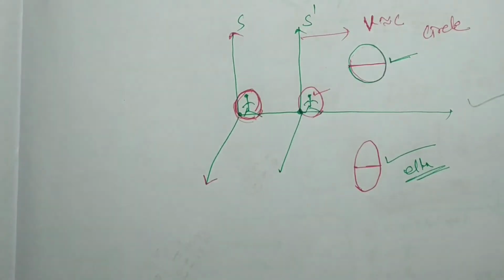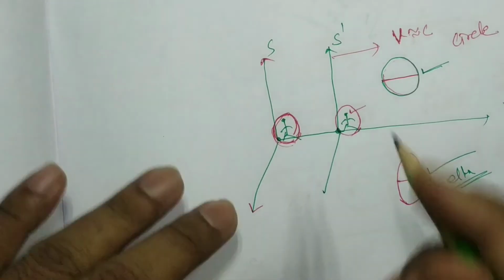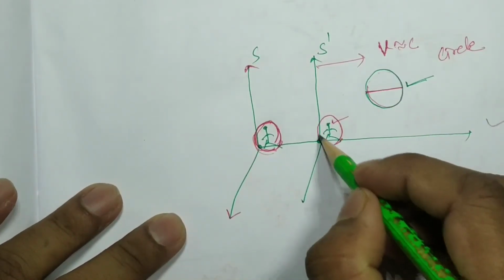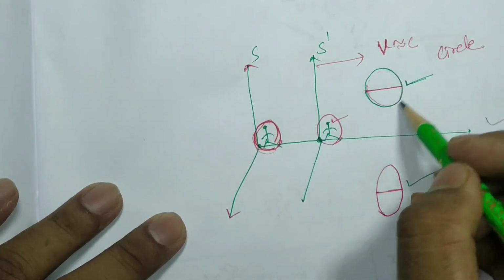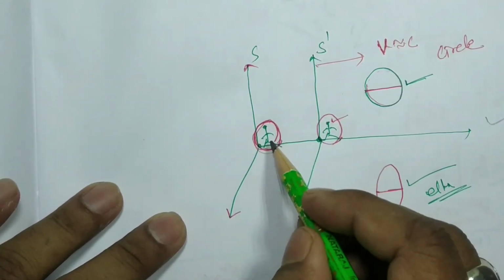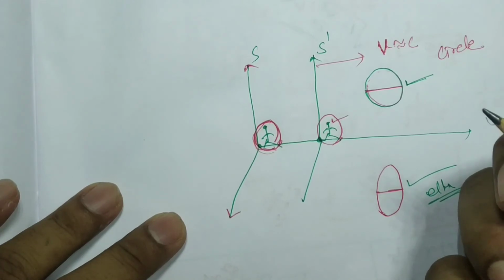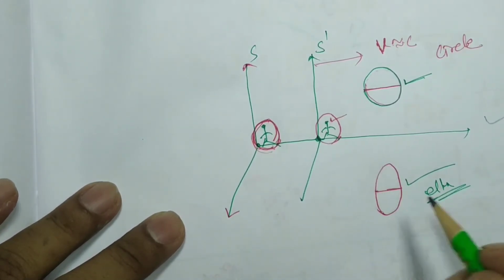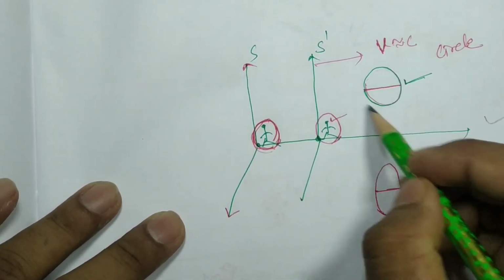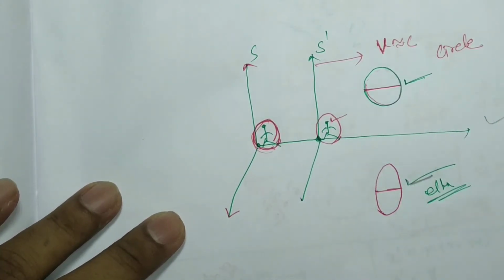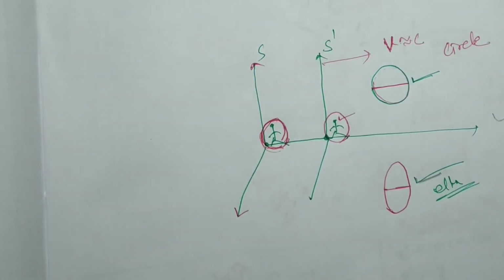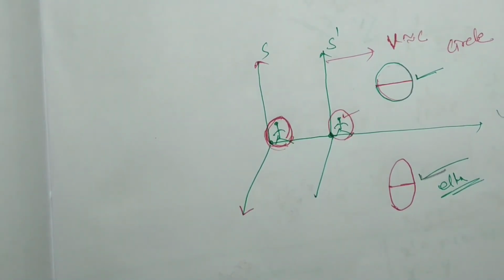Likewise, you have to write for this figure that the person who is sitting in the S dash frame is going to find that this object is a circle, but this person is going to find that this object changes its shape from circle to ellipse. This much you have to write, and here we stop today's discussion.